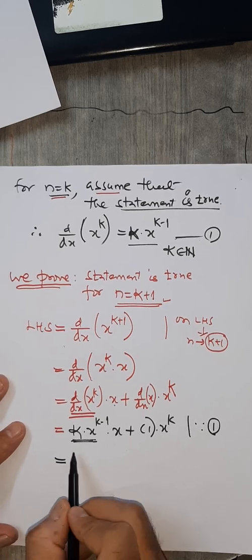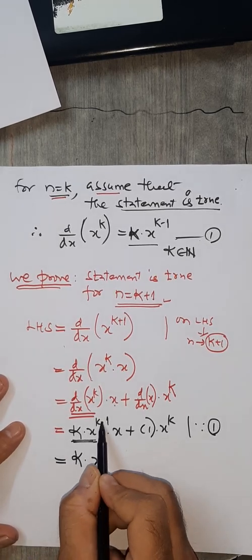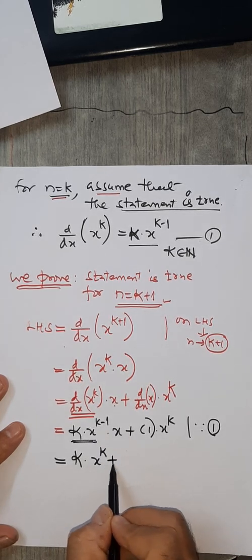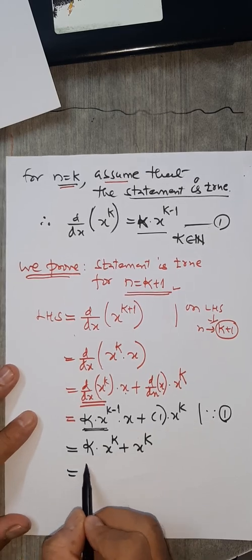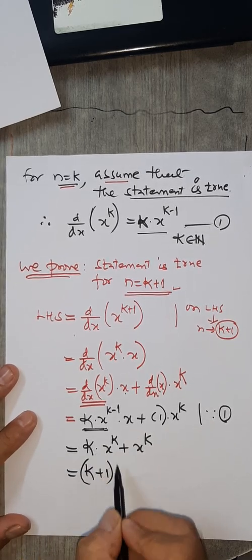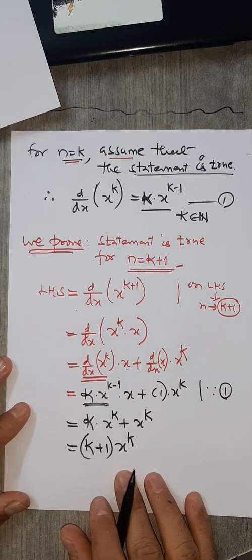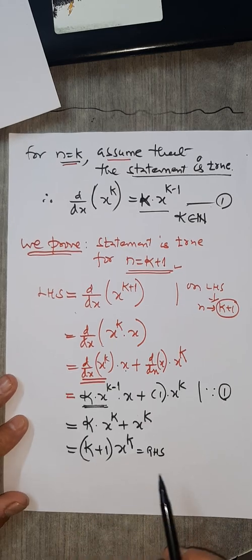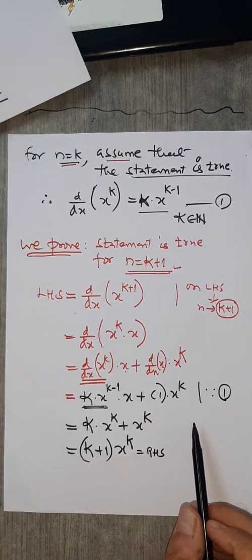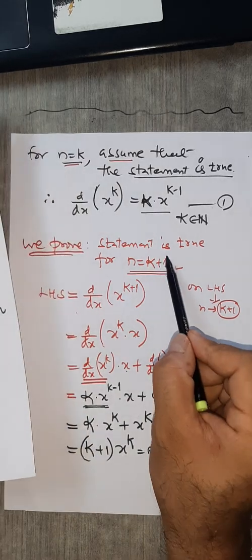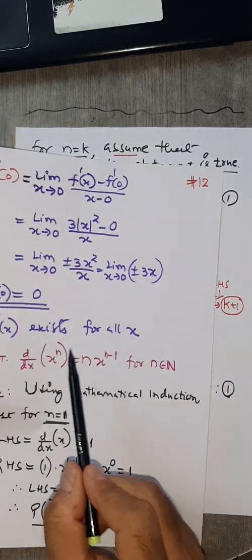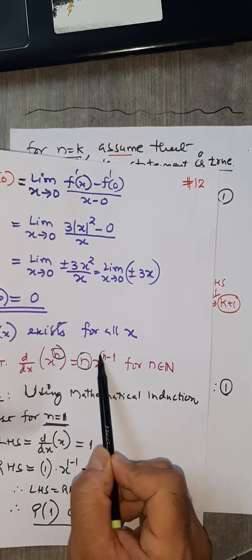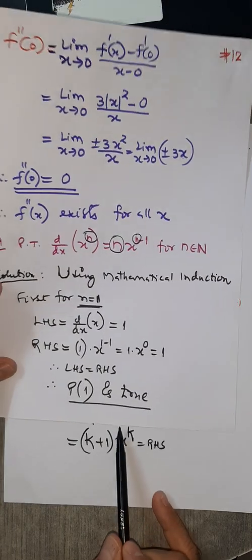Now we just simplify. This is k into, here k minus 1 power, this is 1 power. So x raised to k plus x raised to k. Find x raised to k common. So k and 1 here, this is x raised to k. So this is RHS, right hand side. What you have proved? The statement is true for n is equal to k plus 1. See here, if I put here k plus 1, here also you are getting k plus 1, k plus 1. You see, that's what you are getting.